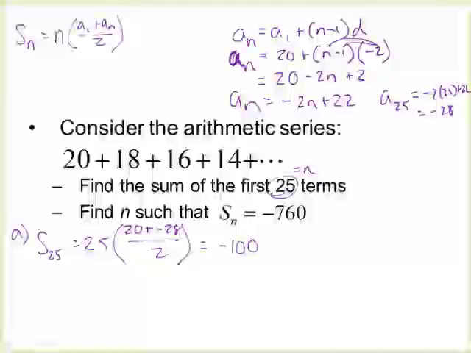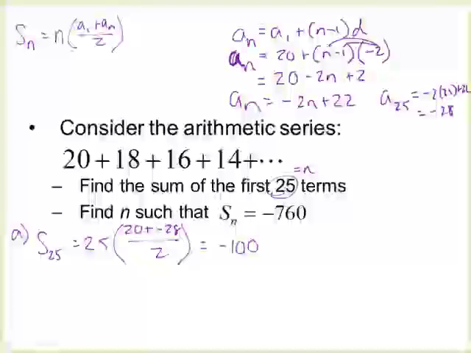Part B asks us to find how many terms we have to add up to get to negative 760. It's going to be more than 25. Because if it takes 25 to get to negative 100, I need to pass by that, so it's going to take more than 25 terms.